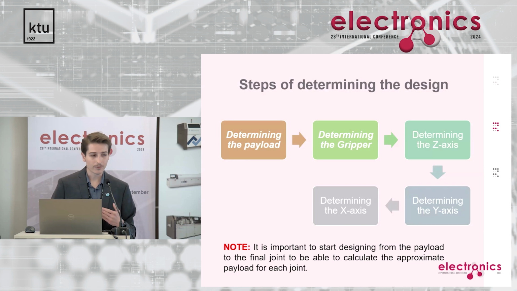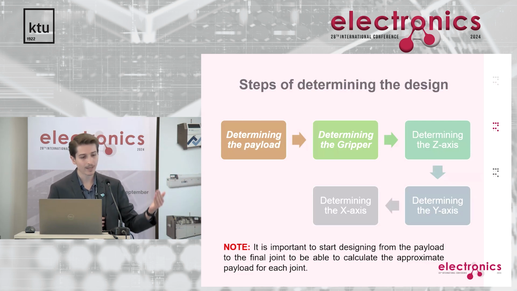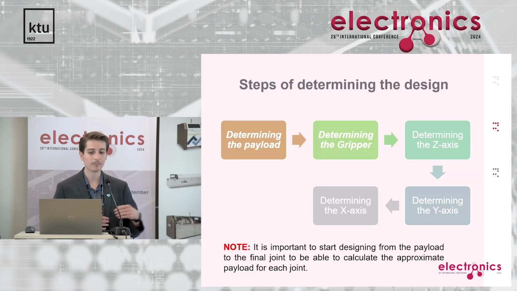Because in this case, we are trying to focus on the dynamic behavior of the mechanism as well. It's very important to see that in case of the dynamic simulations, we are starting from the end effector. We are defining the load and the dynamic parameters which are on the end effector, and we are calculating back, for example, torques and forces and everything else back to the base of the robot. As you can see on the graph, payload determination is the first step. After that, we are choosing a gripper to that, and we are defining each of the axes to that.